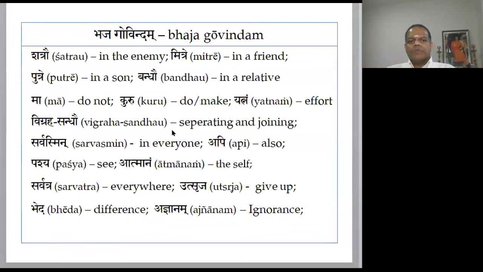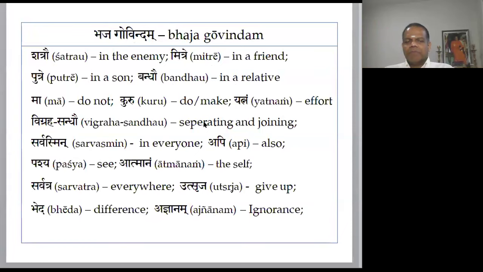What effort should you not do? Vigraha sandhav. Graha means to hold. Vigraha means to push someone away, not holding. Sandhav comes from the word sandhi, so it becomes joining. So you should not join and separate. With some you join, with some you distance yourself. Don't make that effort.